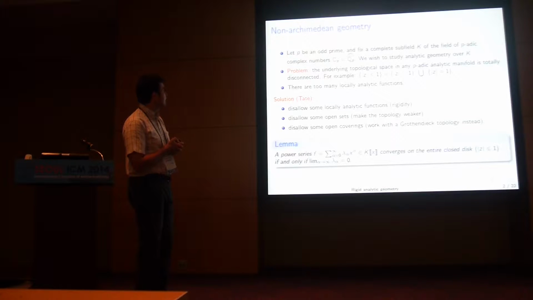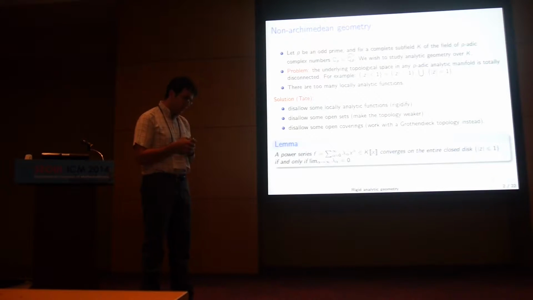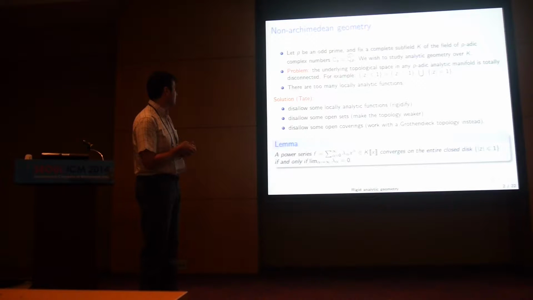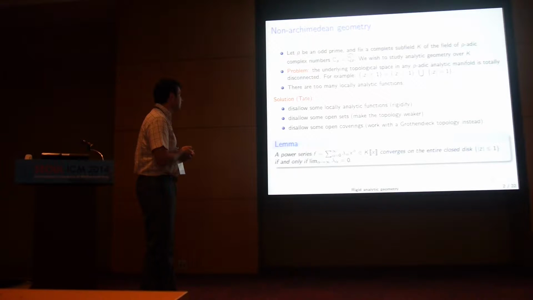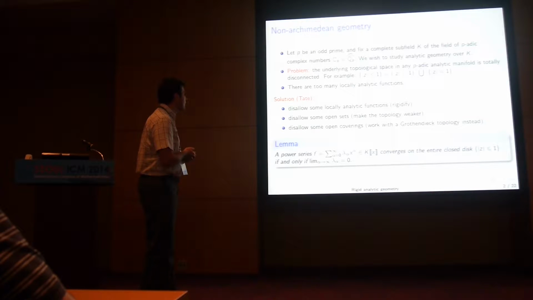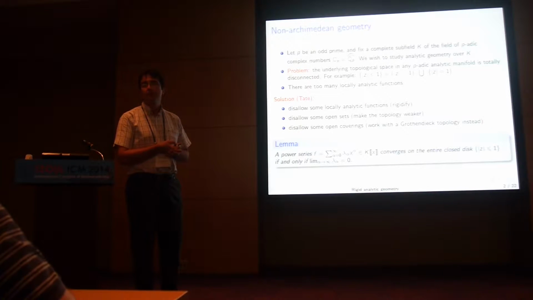Which kind of functions did Tate work with? They're the so-called rigid analytic functions. The prototype of such a function space is the set of power series in one variable which converge on the entire closed disk. And you can check very quickly that you can characterize those functions as precisely those power series with the property that the coefficients go to 0 p-adically. And this is a very simple condition in the p-adic world. Over the real numbers, it's much more complicated.